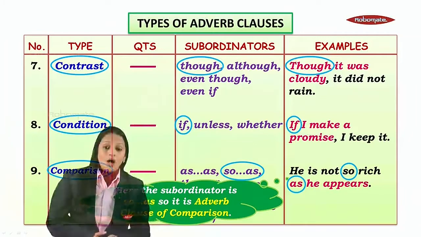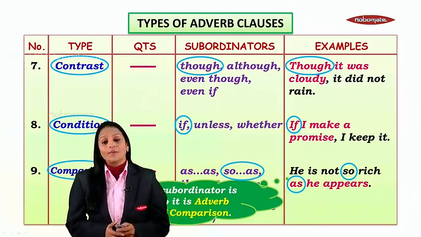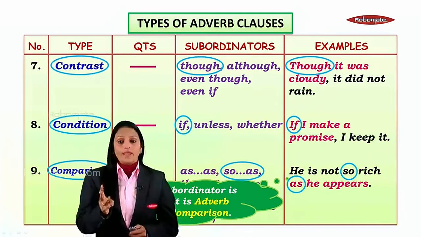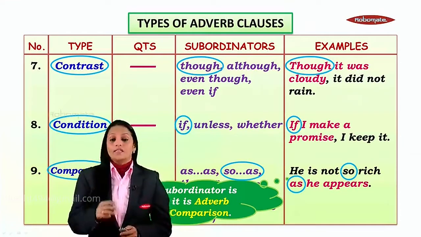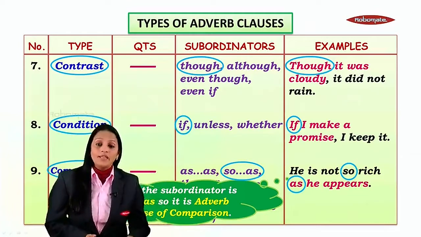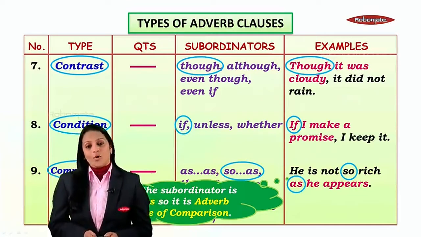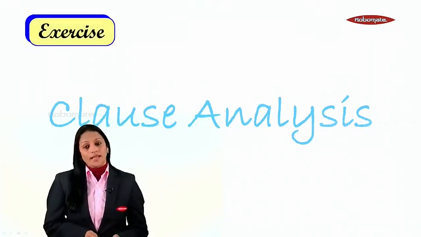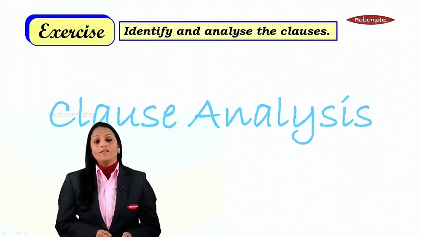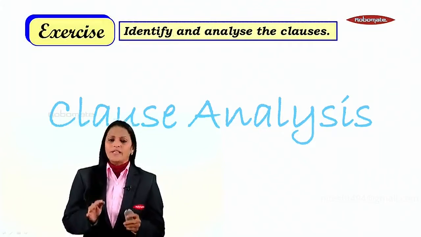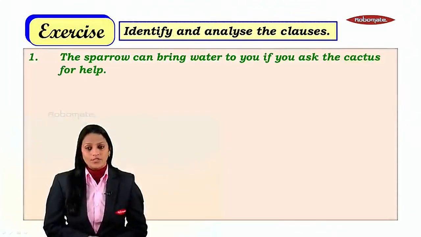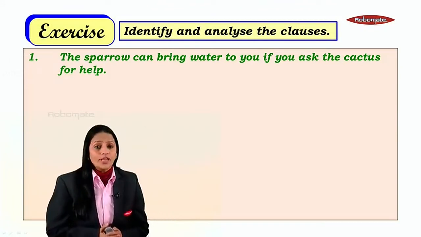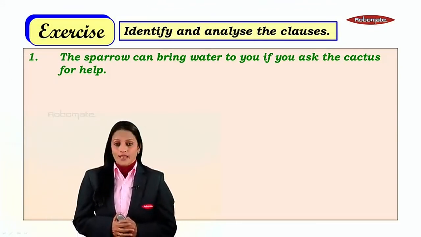Students, this is how we identify adverb clauses. Three types with the help of questions: when, where, how. That is time, place, manner. And for the remaining six types, you must know your subordinators very well. Students, let's now go on to an exercise. Identify and analyze the clauses. Specifically here we are going to deal with adverb clauses. So the first one: The sparrow can bring water to you if you ask the cactus for help.